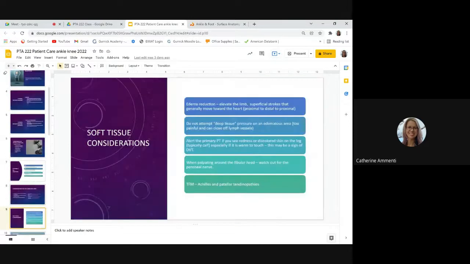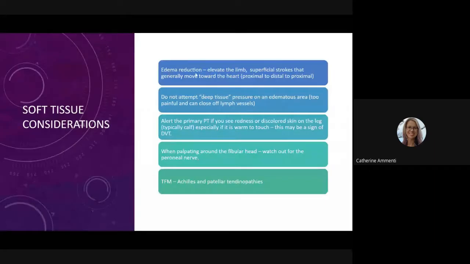Okay. Soft tissue considerations. I want you to also consider that for edema reduction, you want to elevate the limb. Be aware that when someone has a lot of edema, especially if they have pitting edema, you want to be careful about pressing too hard into that tissue. Generally, the fluid is in the interstitial tissue, so you're not going to be pressing deep like you're pressing into a muscle.